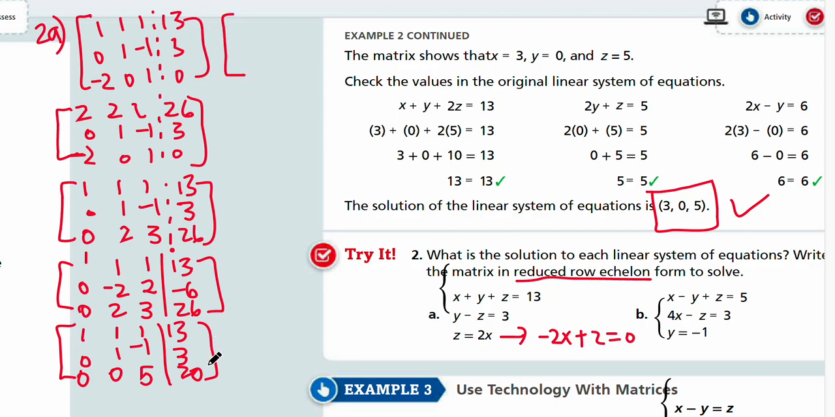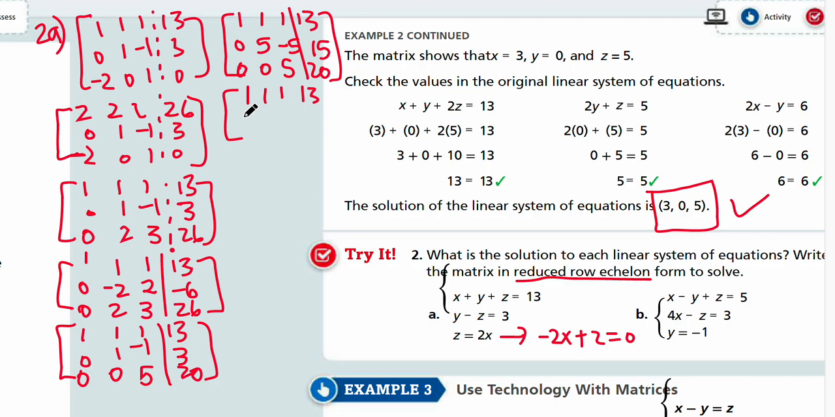After that, what can you do? The second row, you want this to be 0, right? The last column to be 0. So your second row could be multiplied by 5. And then you can add these two, right? So 1, 1, 1, 13, 0, 5, negative 5, 15, 0, 0, 5, 20, right? And then you can add these two. So 1, 1, 1, 13. And then you can put it in the second row. 0, 5, 0, and then 35.